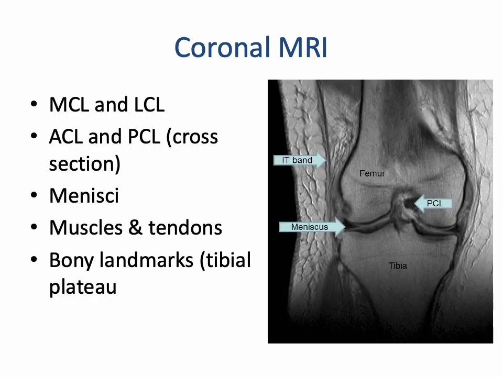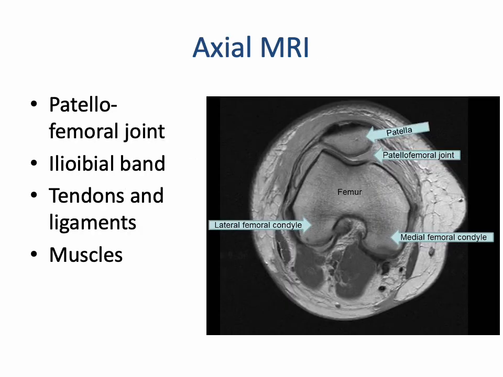Coronal MRI can also see the ACL and PCL in cross section. We can see the menisci, these dark triangular structures. Again, you can see muscle and tendons around the knee, the medial and lateral collateral ligaments as well, and again, assessment of some of the bones and cartilage.